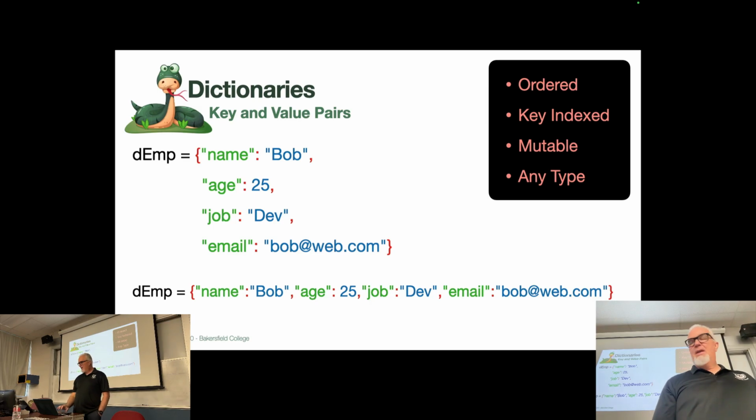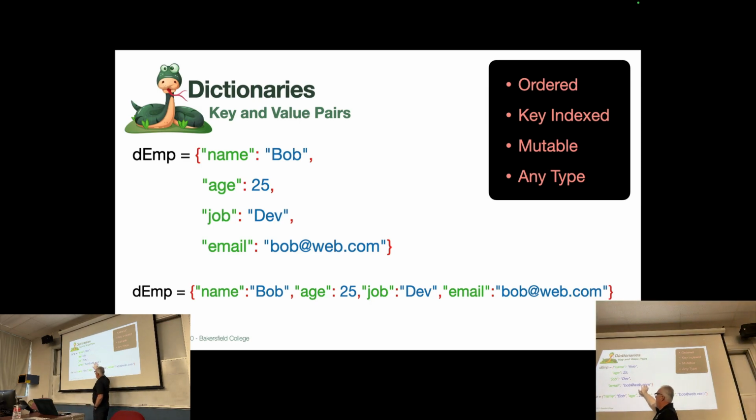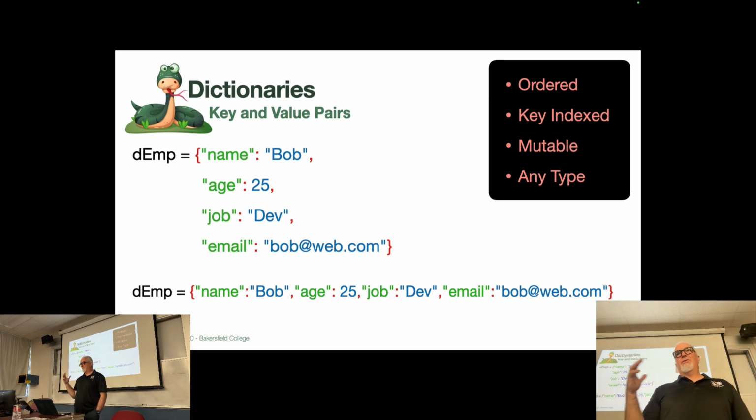And again, the values in a dictionary can be any type. The keys, 99.9% of the time, are going to be a string. So the keys are a string. The values can be anything. The values can even be a list or a dictionary. So think about that for a minute. Anybody like the movie Inception? This is sort of like that, right? We have a list inside a list.